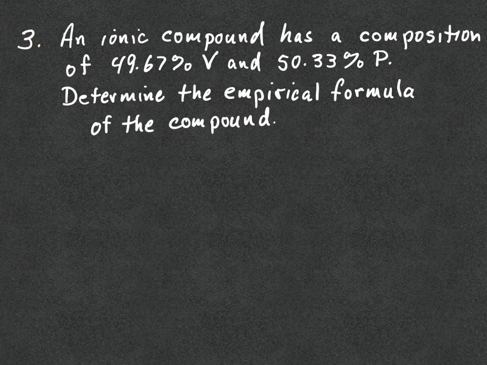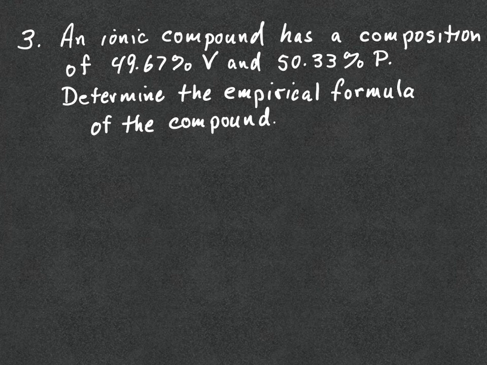Okay, so here's our third different problem. We have an ionic compound, and it has a composition of 49.67% vanadium and 50.33% phosphorus. We have to determine the empirical formula for the compound. Remember, for an ionic compound, something containing a metal and a nonmetal, or a metal and an oxyanion, the empirical formula is the fundamental formula unit.